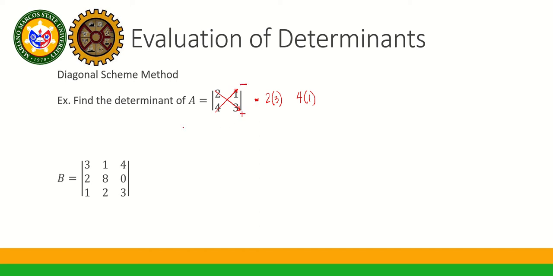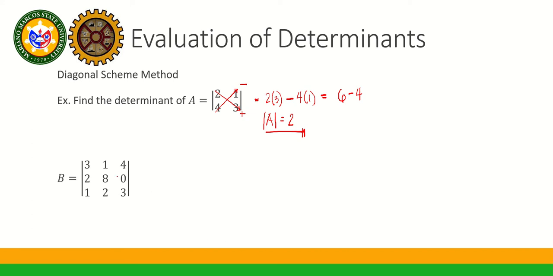So, yan yung sinusunod sa diagonal scheme method. Pag pababa yung diagonal, positive. Pag pataas, negative. So, this is positive and this is negative. So, kailangan mo siyang isubtract. So, this will be equal to 6 minus 4 and the determinant will be 2. Or, lagyan natin ng the determinant of matrix A is equal to 2. So, that is how you do the diagonal scheme method.